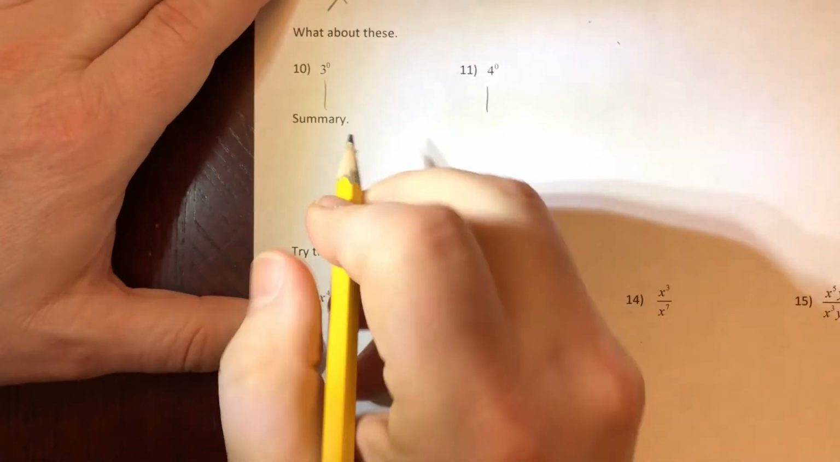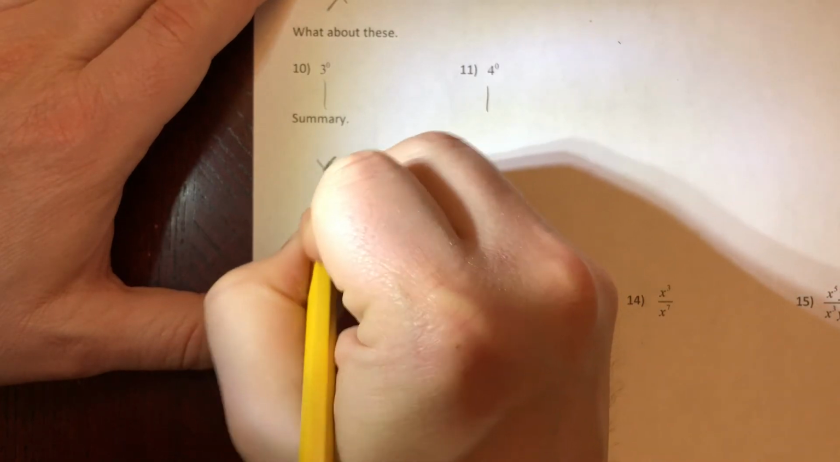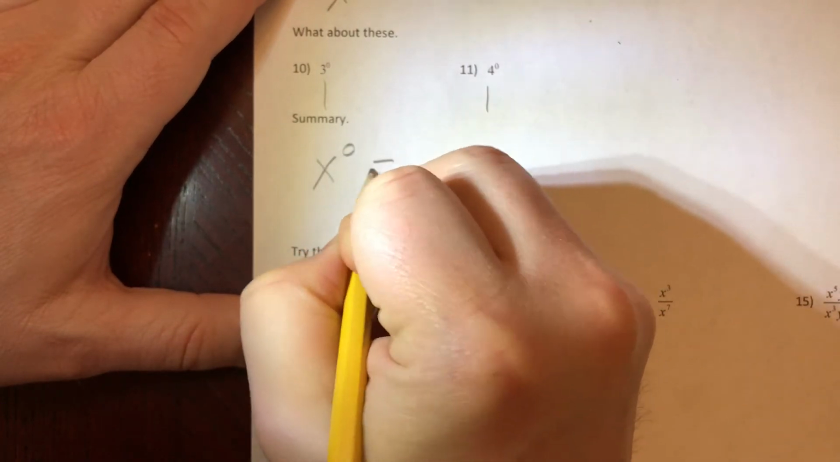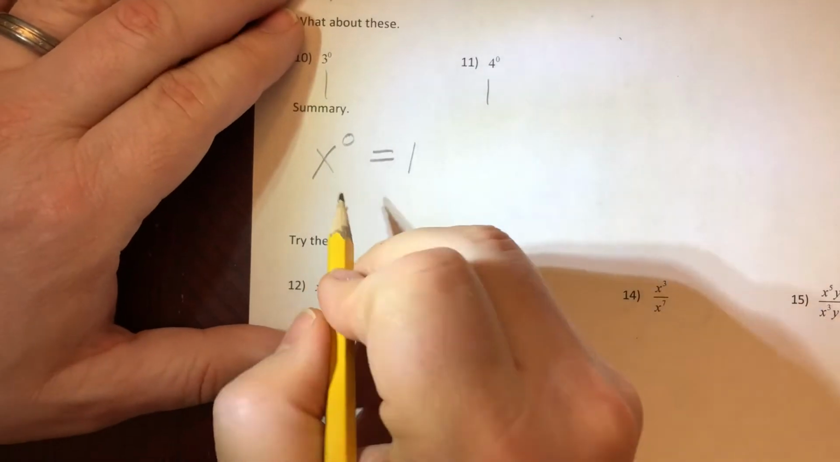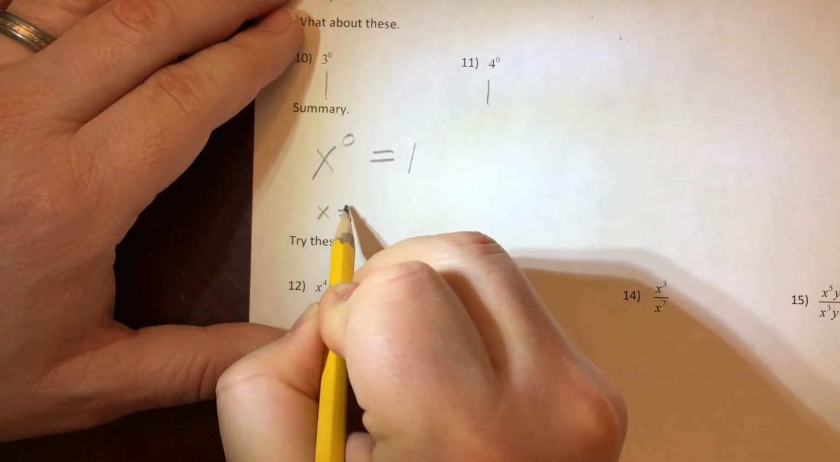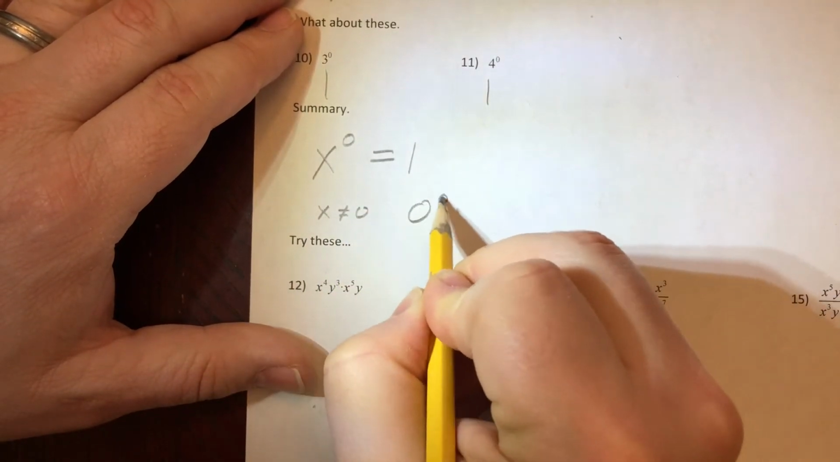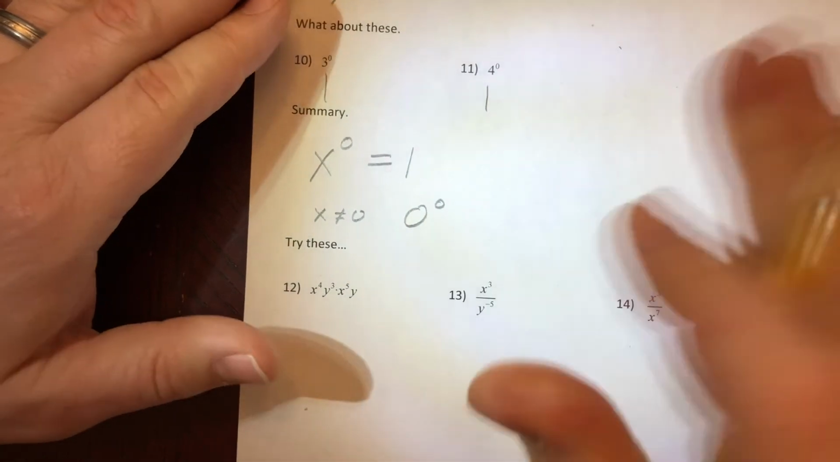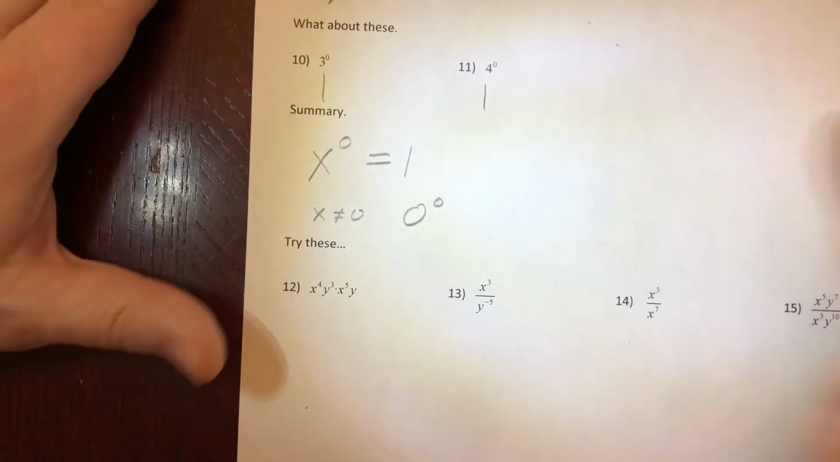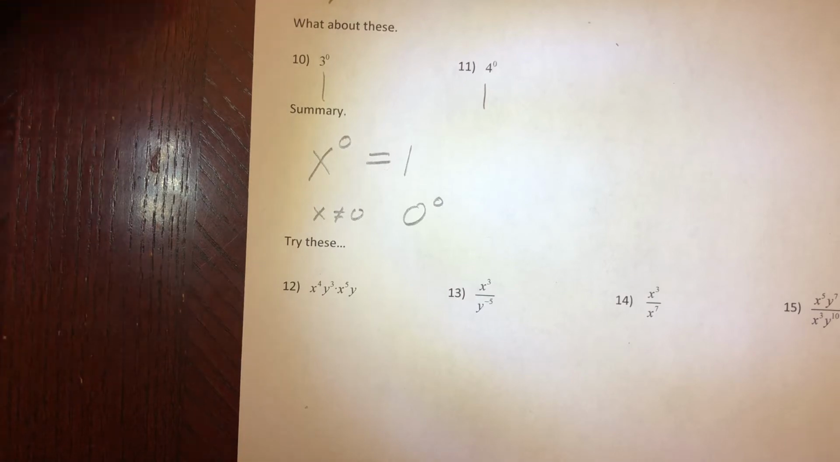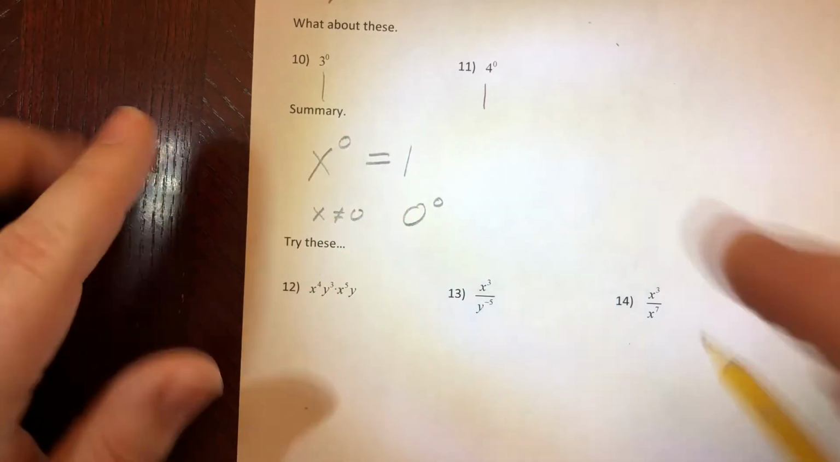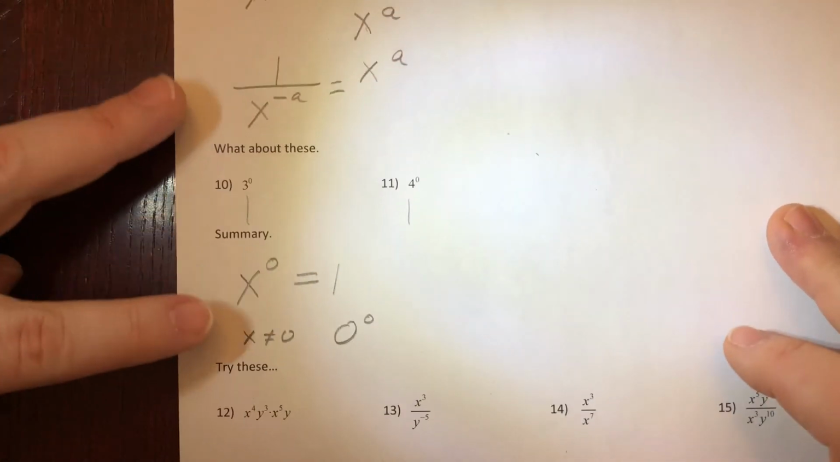So this new property is anything to the 0 equals 1. And then just to be complete, as long as x doesn't equal 0 itself. 0 to the 0 is actually called indeterminate, which is kind of like undefined. So that's the end of all the new properties for today. Now let's play with these two a little bit together.